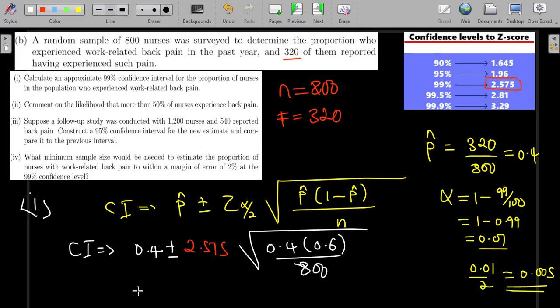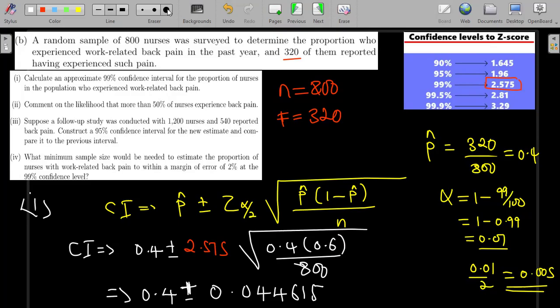So what are we going to get there? This will be 0.4 plus or minus 2.575 multiplied by whatever we have in the square root. I'm getting 0.044615. So kindly counter check with your own calculators as well.